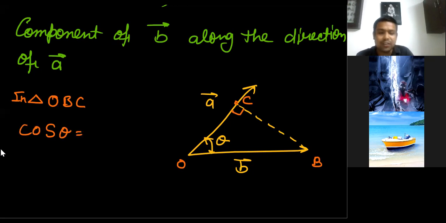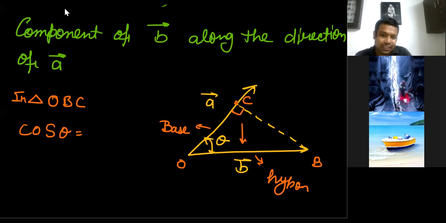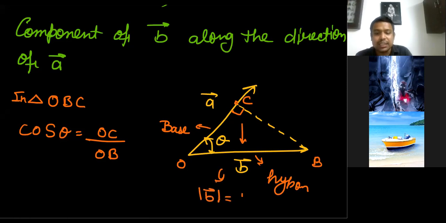What is the value of cos theta? Tell me, my dear. This is the base, and in front of the 90 degree, the side is called perpendicular. Sorry, hypotenuse. So my dear friends, cos theta is OC over OB. Clear, my dear friends? The magnitude of B vector is B.